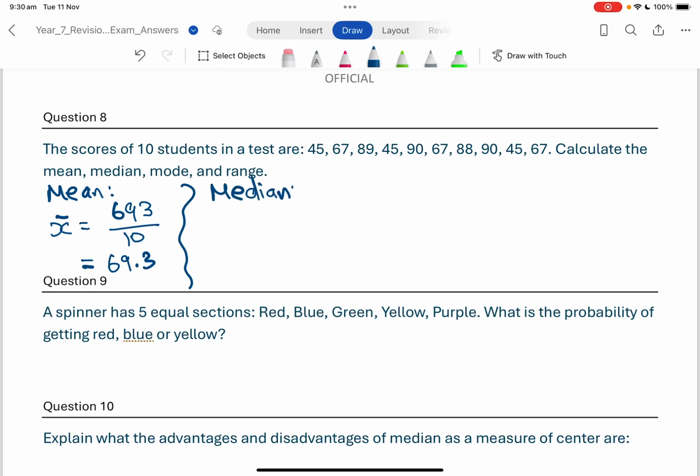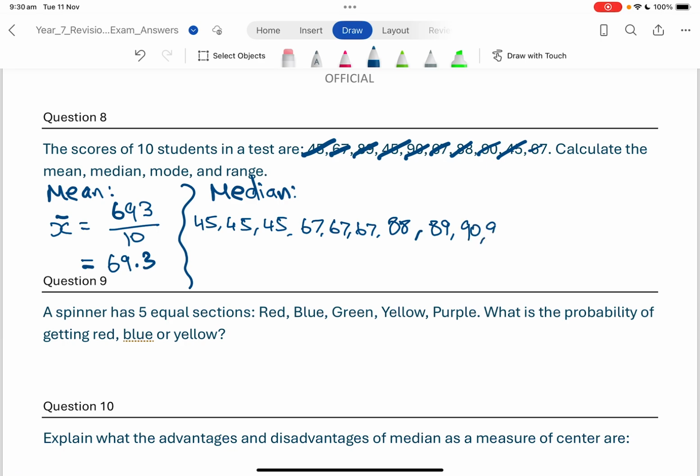For the median, they have not put it in order for us this time, so we're going to have to put this in order. Let's have a look. What's the smallest number here? I believe it's 45. Yep, so 45 happens 3 times, so we'll write 45 out 3 times. Next smallest, it's going to be 67, so we'll write the 3 67s. Then we've got 88, 89, and 90s. All right, and then we're going to cross out from either side. So cross, cross, cross, cross. Once again, we're left with 2 in the middle, but it's the same number. So 67, that's our median.